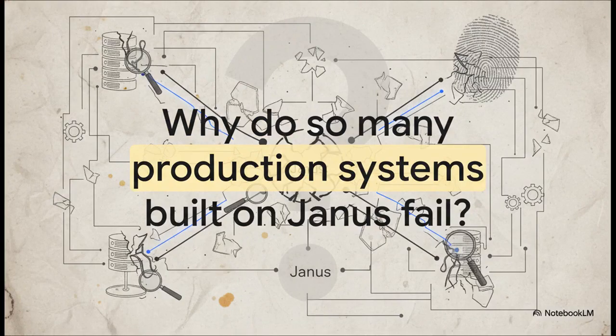So that brings us to the big question, right? If Janus is so powerful and so popular, why do so many teams struggle with it? Why do we see production systems built on Janus that are just fragile, full of bugs, and an absolute nightmare to maintain? Well, the answer isn't a bug in the code. It's a flaw in the architecture.